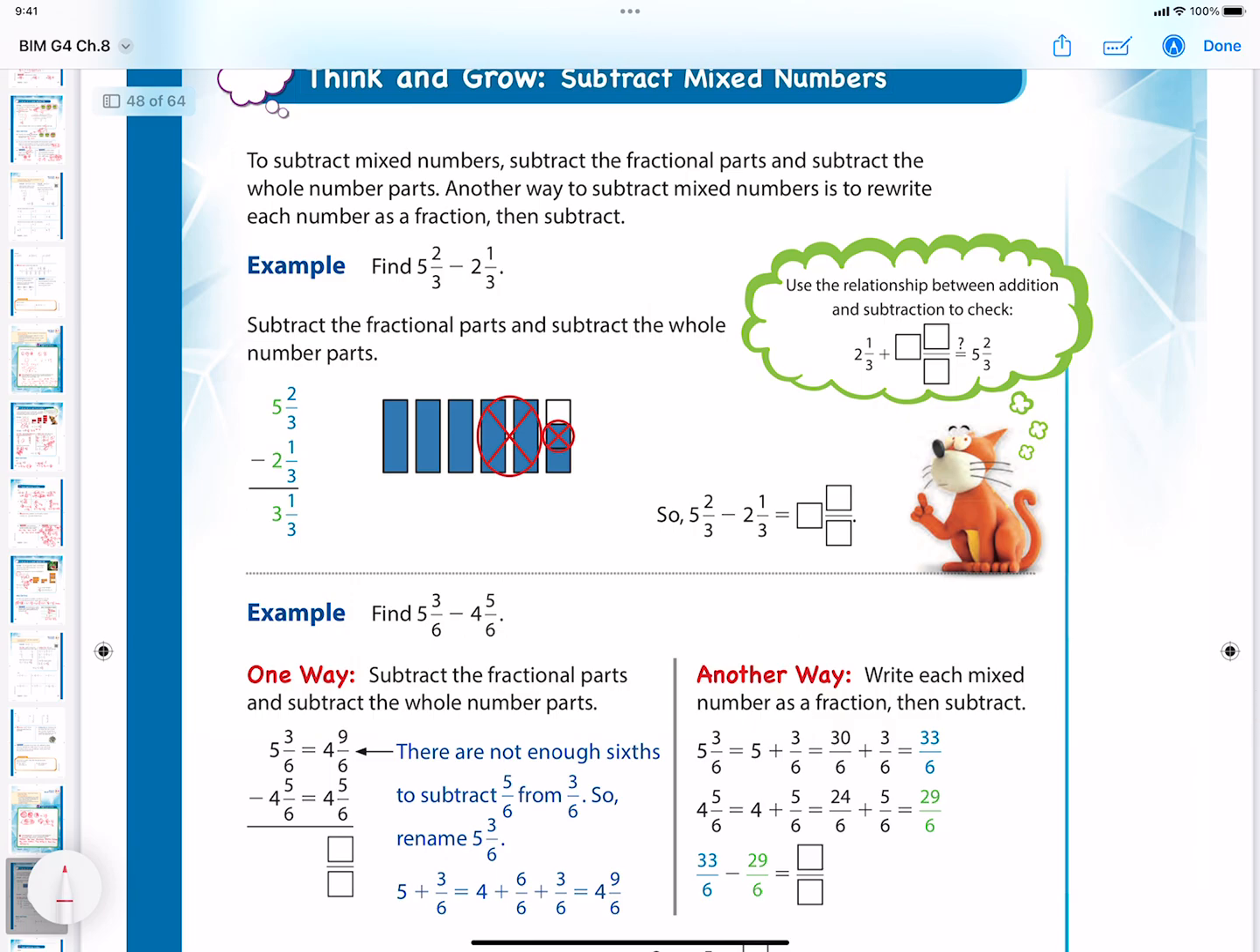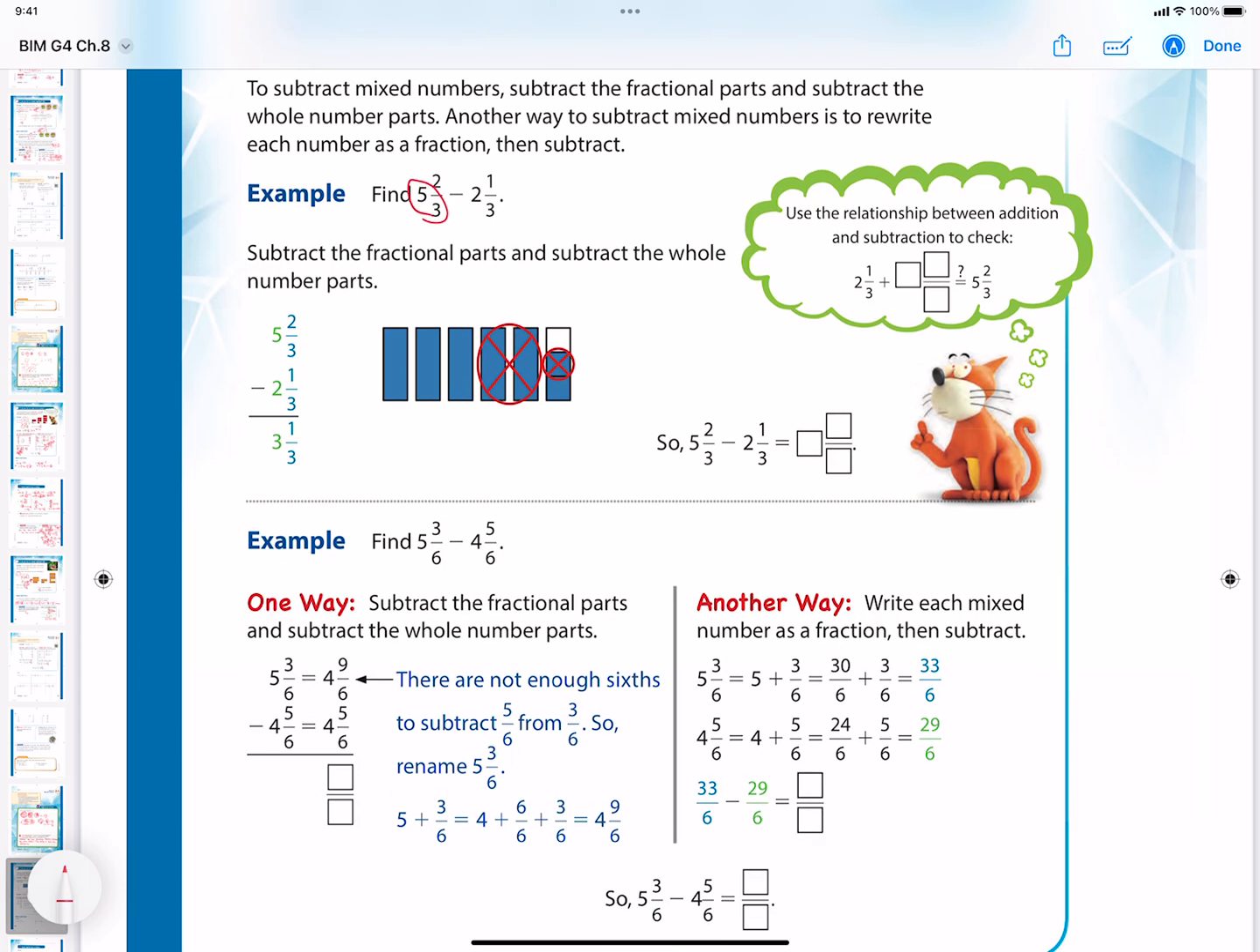To subtract mixed numbers, subtract the fractional parts and subtract the whole number parts. Another way to subtract mixed numbers is to rewrite each number as a fraction, because we know how. Yes, we know how to convert this mixed number into a fraction using what? Cross multiplication strategy.